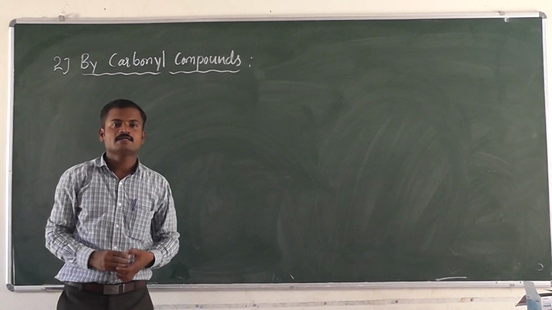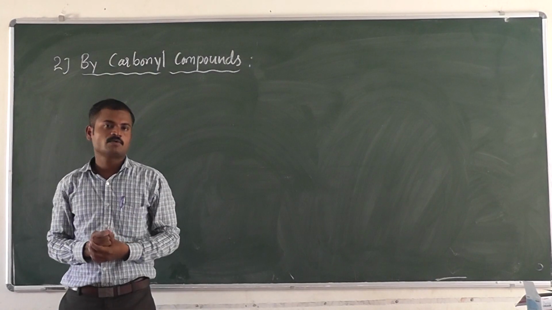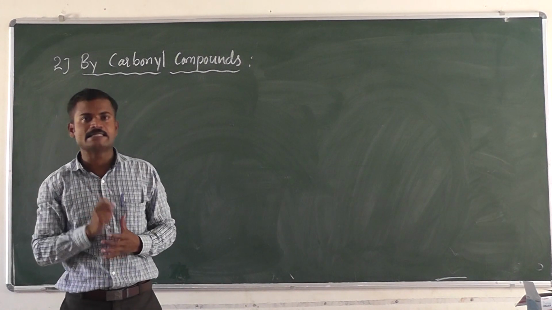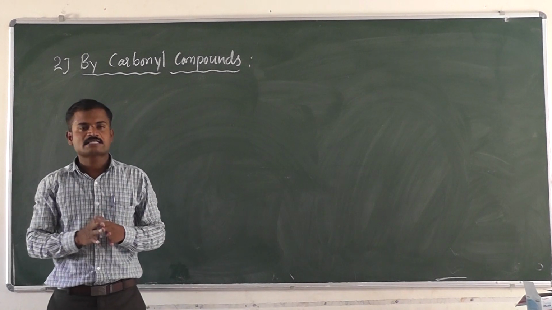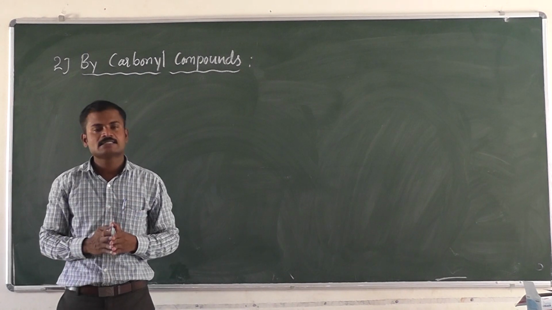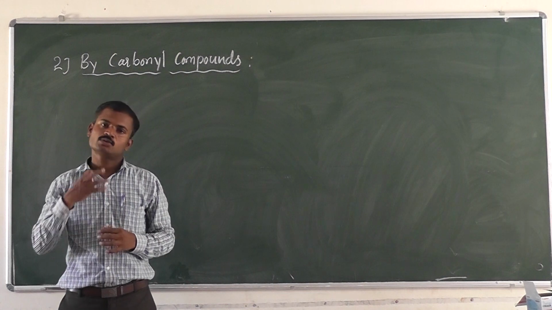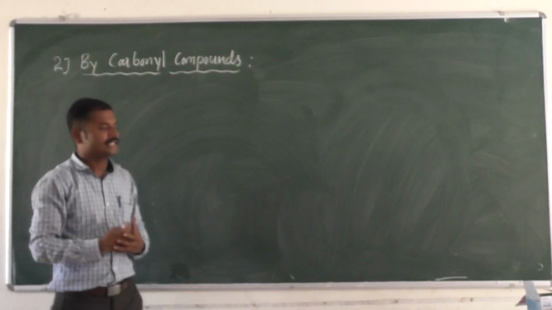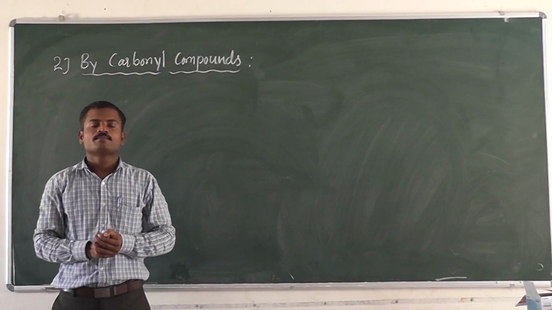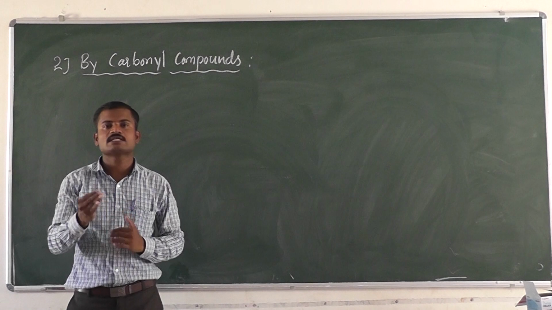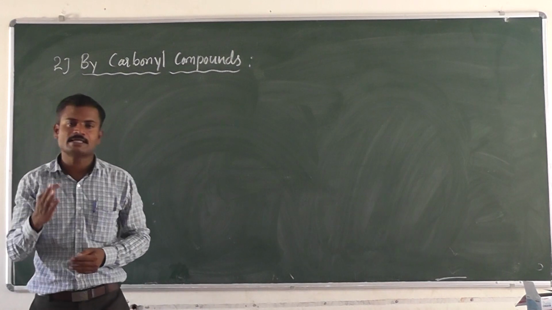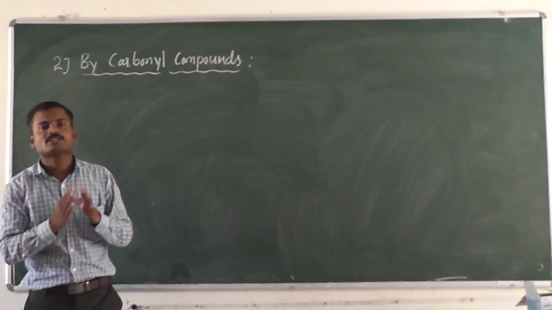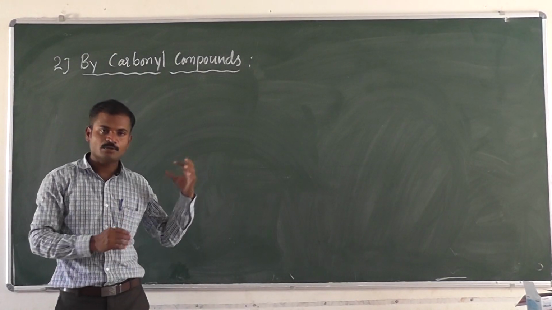Good morning, everybody. In the last class, we discussed the preparation of alcohols from alkenes, including the acid catalyzed reaction and its mechanism. Next, we studied the preparation of alcohols by the hydroboration oxidation method. Today we discuss the preparation of alcohols by using carbonyl compounds.